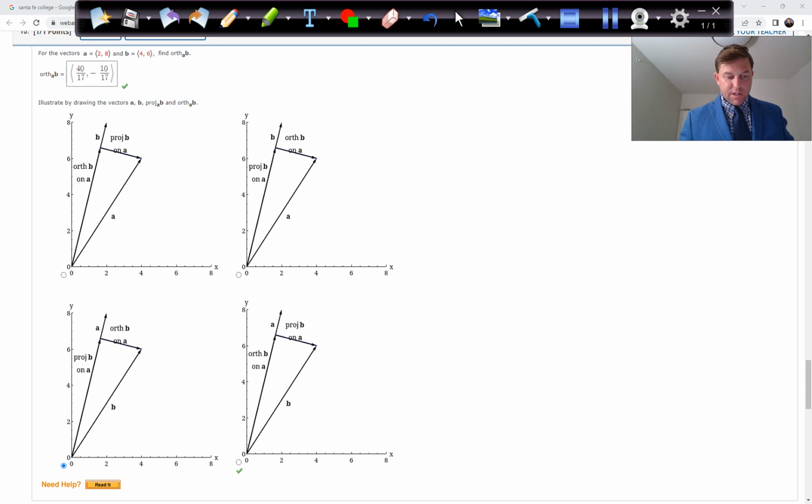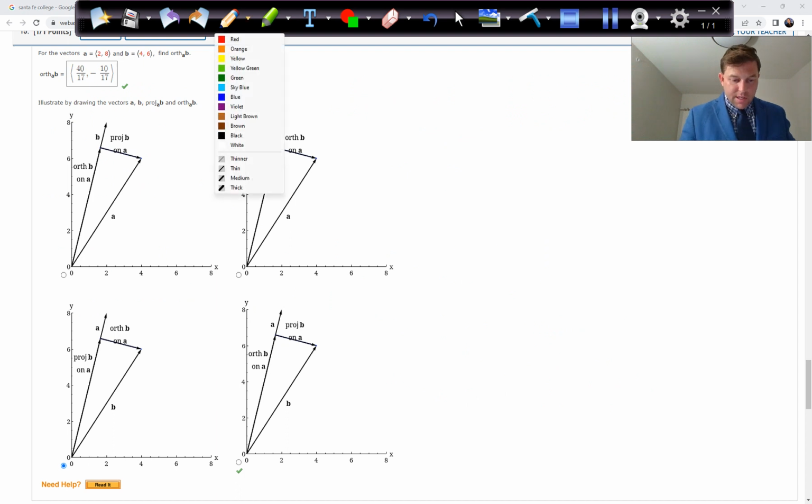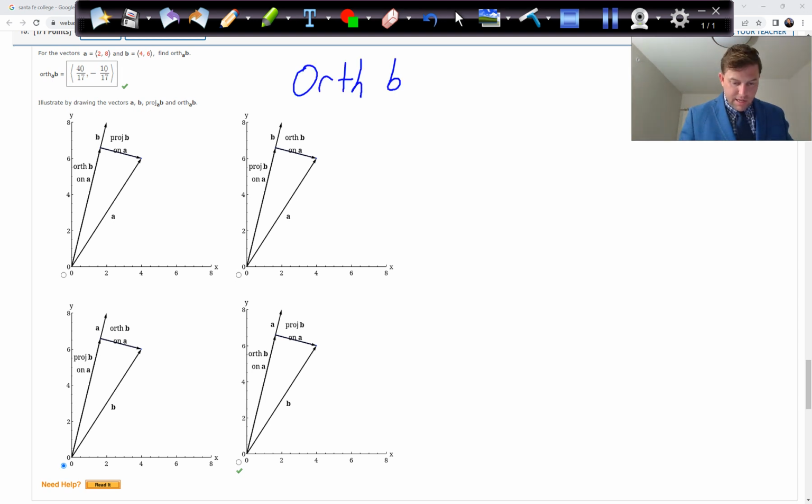Okay, for problem 15, we're given 2 vectors in 2 dimensions. Thankfully, we can draw these. And it wants us to find the orthographic projection of B onto A. So the way we would calculate this is this way. The orthographic projection of B onto A is equal to B minus the projection of B onto A. So B vector in this one is 4, 6. But we've got to find the projection of B onto A.